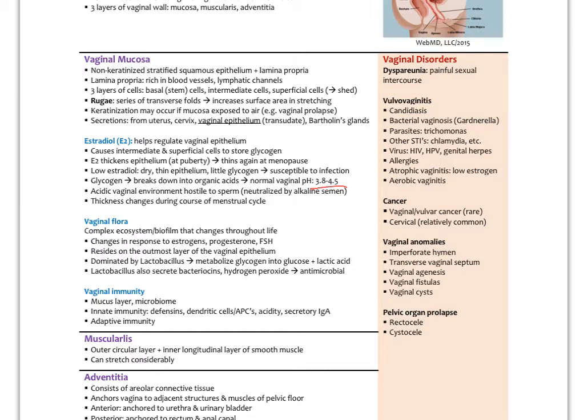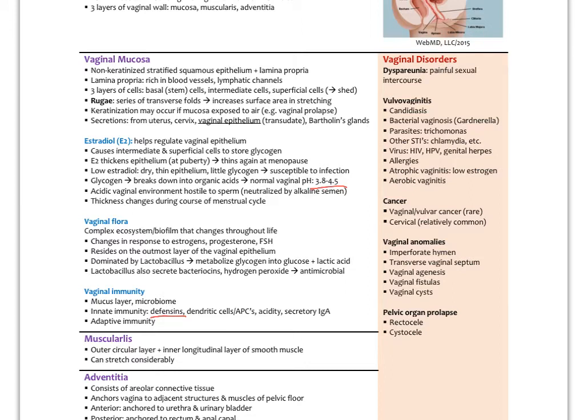And this is dominated by lactobacillus, again, which helps to maintain the acidity of the vaginal terrain. And the lactobacillus also secretes bactericidins and hydrogen peroxide, which are all antimicrobial. So this helps to prevent colonization with other bacteria. And then the vaginal immunity is actually maintained by the mucus layer, by the microbiome, and there are many aspects to the innate immune system. One is the secretion of defensins. This is the same with the gut.